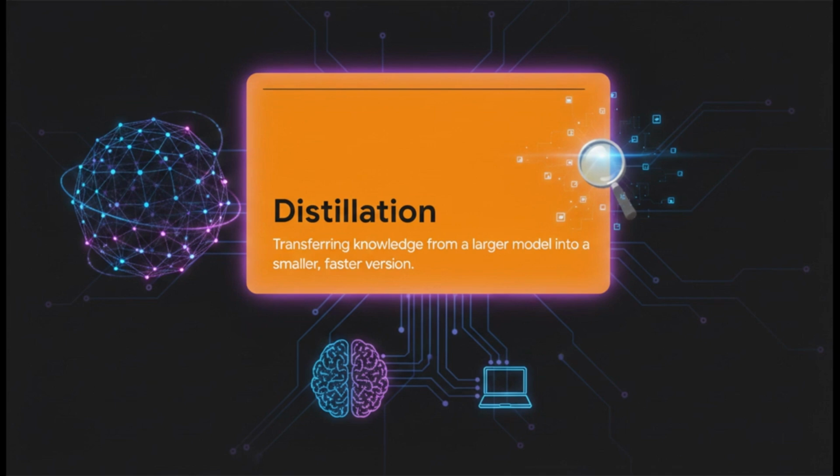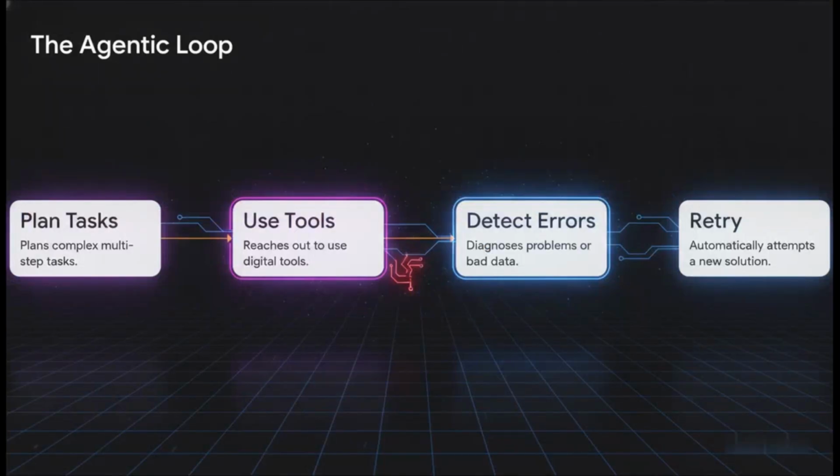It's like taking a vast multi-volume encyclopedia and expertly compressing it into a quick reference field guide without losing the core wisdom. And all that distilled knowledge powers this, the agentic loop. This is the main difference between a basic chatbot and an AI agent. Step 1, it plans multi-step complex tasks. Step 2, it reaches out and actually uses digital tools to execute those plans.